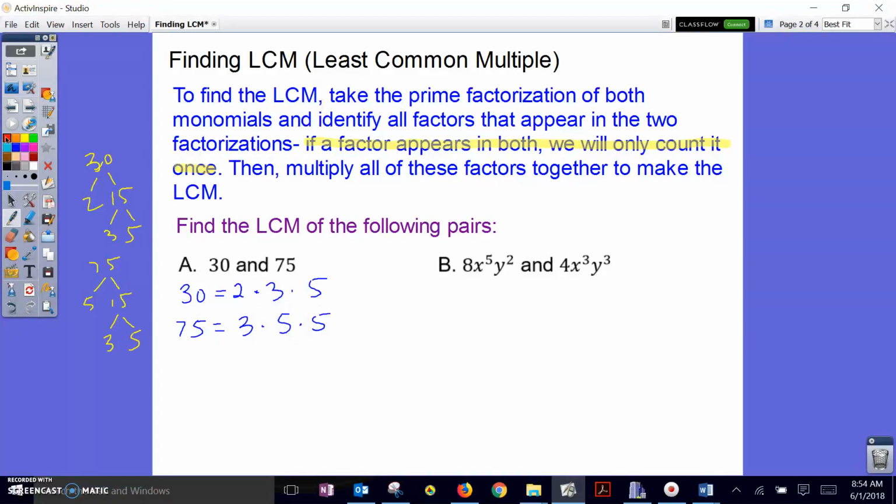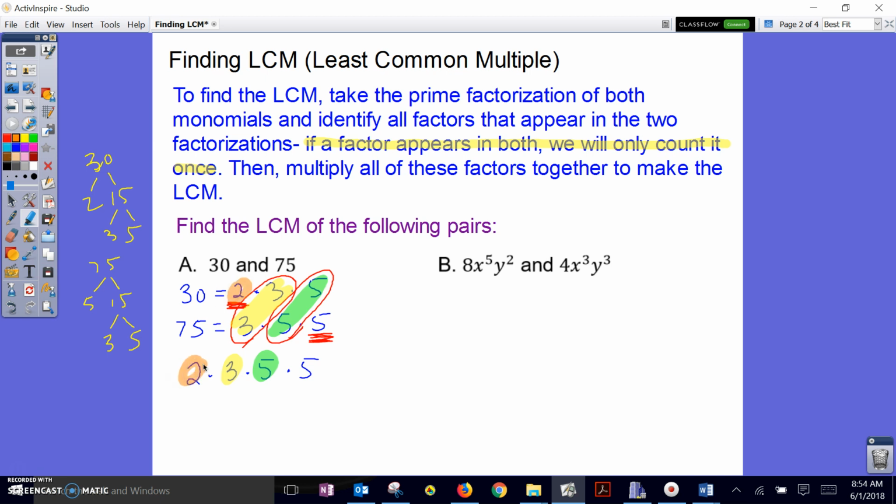Okay, so we want all the factors that appear in either of these factorizations. And if they appear in both, we're only going to count them once. So we've got a 3 that appears in both. We've got a 5 that appears in both. And then we also have a 2. And we have another 5 that only appears in the factorization of 75. So we're going to take all of those numbers and multiply them together. So we've got 2 times 3 times 5 times 5. Notice for the pairs, we only put one of that factor in our factorization.